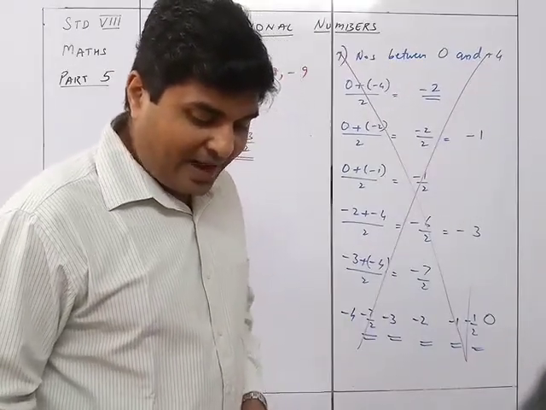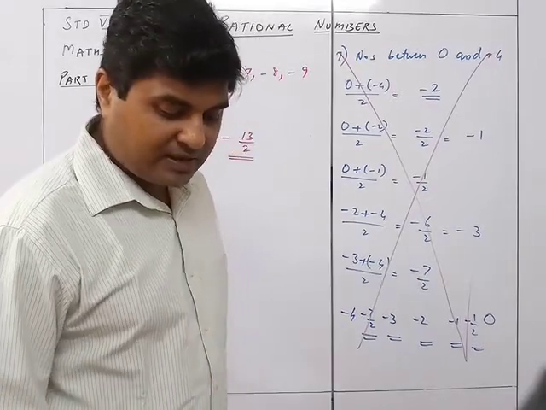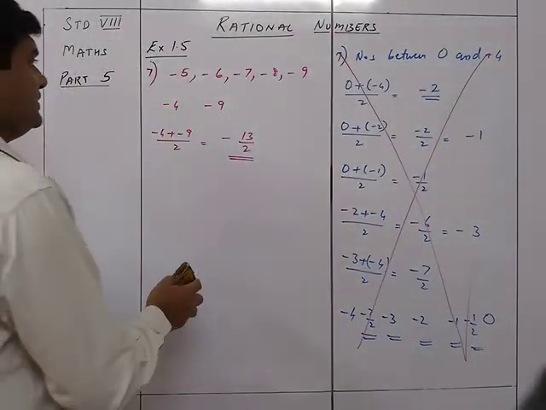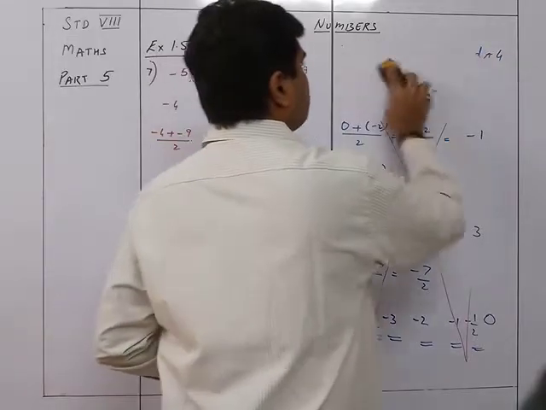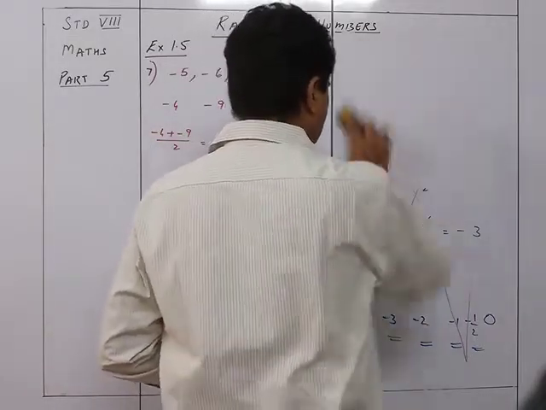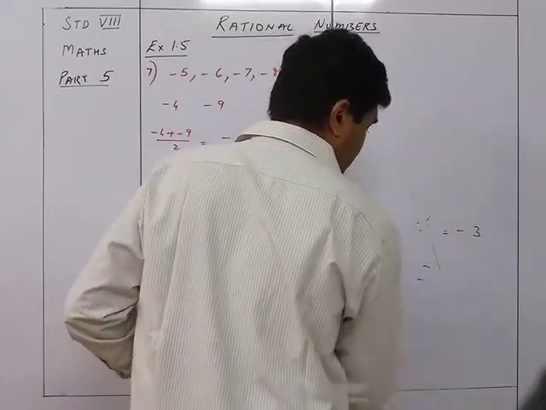Right. Find the 20 rational numbers between -3 upon 7 and 2 upon 3. So now this is something tricky. You want 20 rational numbers between two numbers.